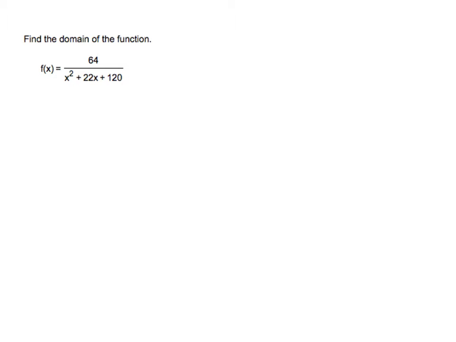denominator 0. So off to the side, I'm going to take the denominator, which is x squared plus 22x plus 120, and I want to know where it is 0, because whatever those numbers are, we are not allowed to put them into this function. So to solve this quadratic, I think what we'll do is let's try factoring it. Can we break this into two linear factors?